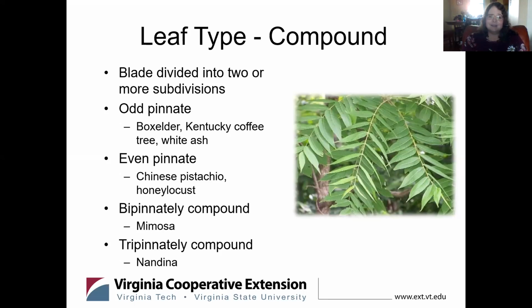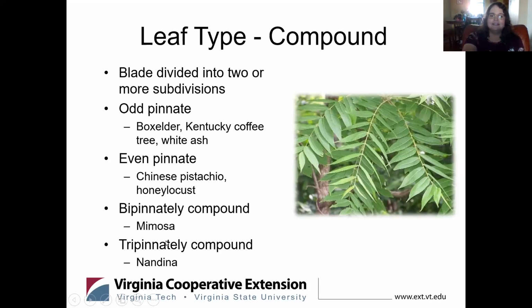So mimosa has a bipinnately compound leaf. Bipinnately is basically, so we have this central rachis here, and a bipinnately compound leaf will have other rachi coming off the main rachis, and then leaflets coming off of that one. So it's further divided. It's even more divided than this example here, this Chinese pistachio.